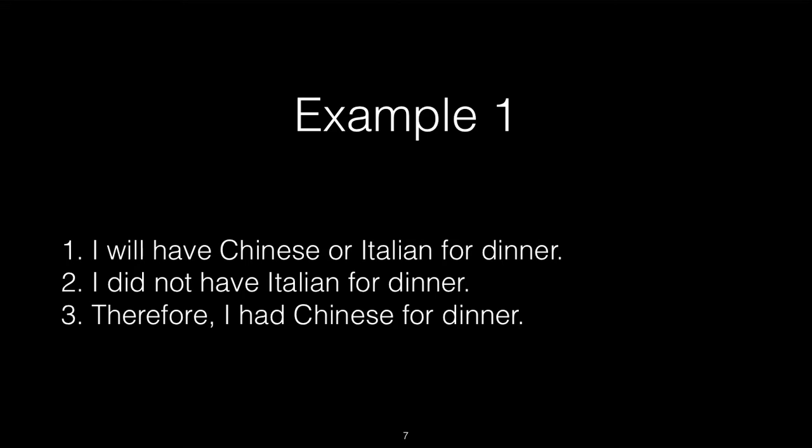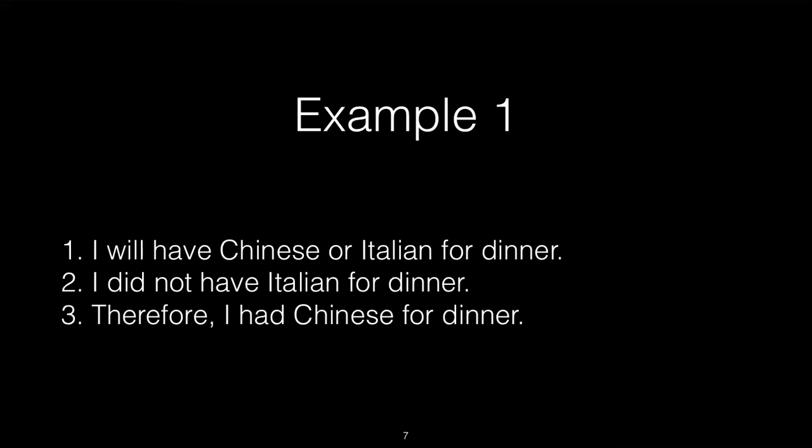And you say, what did you have for dinner? And I said, well, I did not have Italian for dinner. Now, assuming that I didn't lie to you at any point, so assuming that my first statement, I will have Chinese or Italian, is true. In other words, I didn't end up going out for Greek or Middle Eastern food or something else. So assuming I didn't lie and it was either one or the other, and then I come in the next day and say, well, I didn't have Italian, what else could you possibly conclude? Other than, I had Chinese for dinner, right?